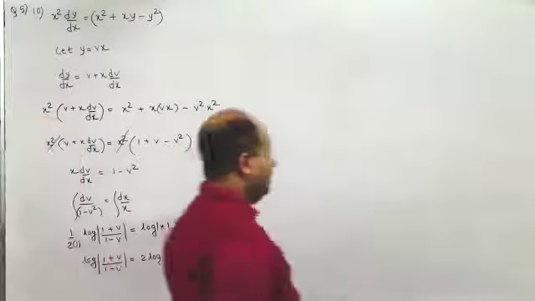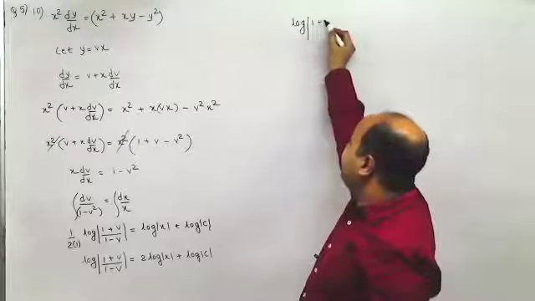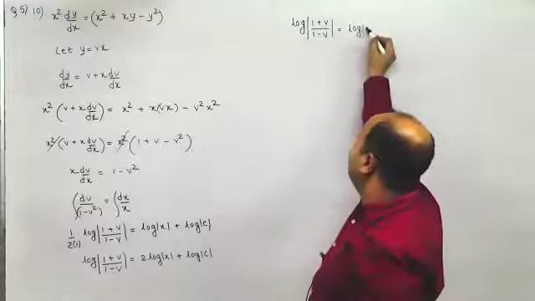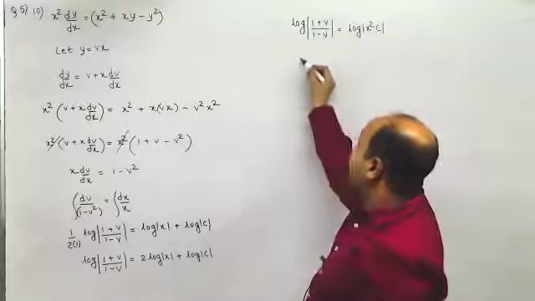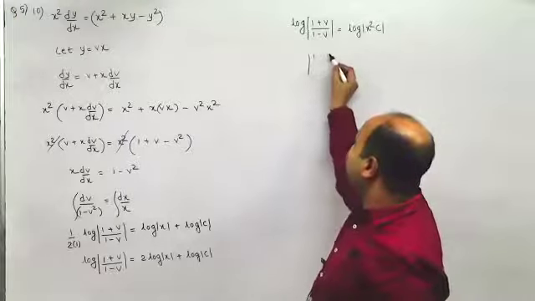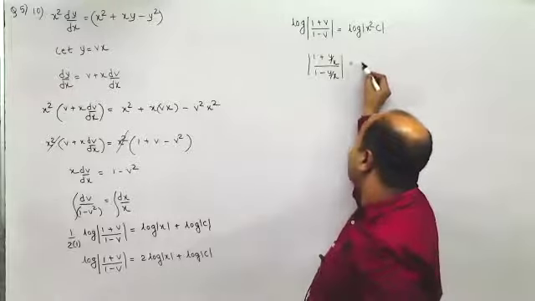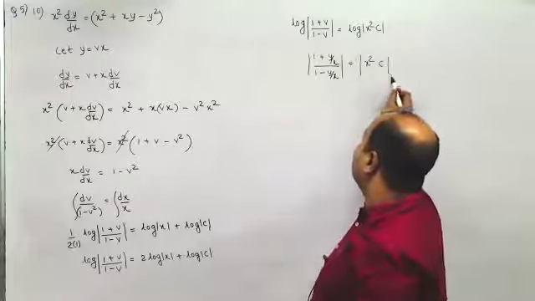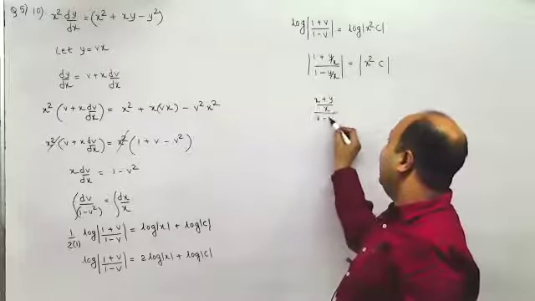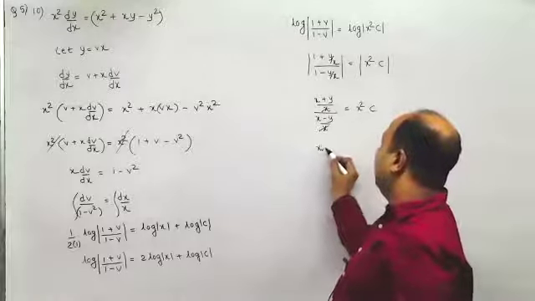Here I'll get log of (1 plus v) upon (1 minus v) equal to log of x square into constant. This is y by x. So I cancel log from both sides. I'll get y by x here. This is x square into constant. Now this would be (x plus y upon x) over (x minus y upon x). These two get cancelled. This is x square into c. So this is the solution.